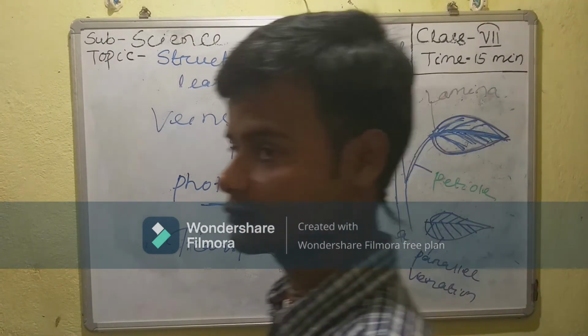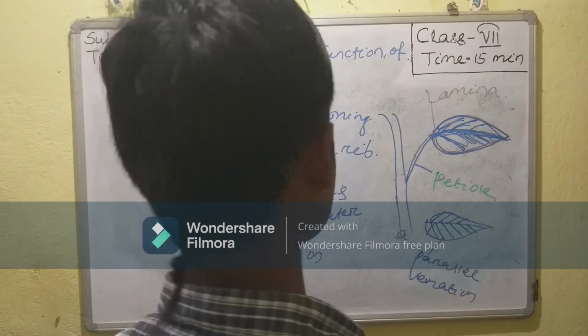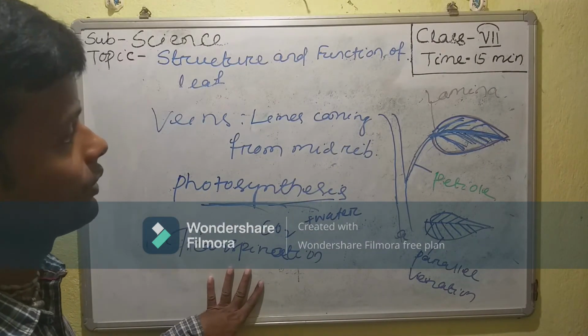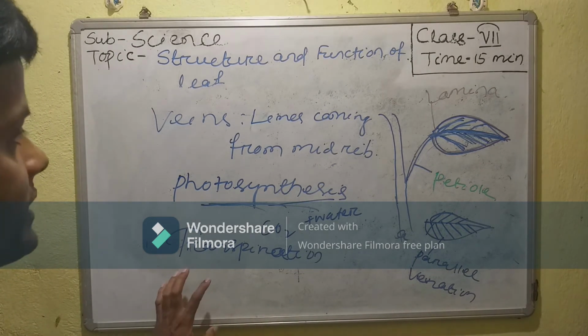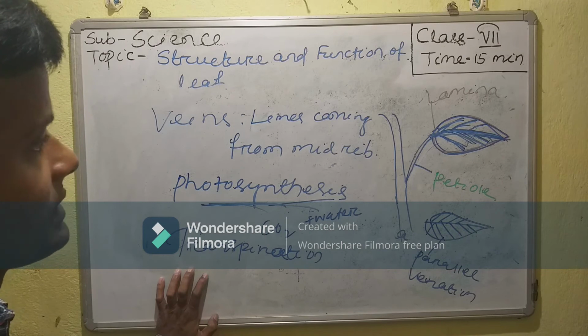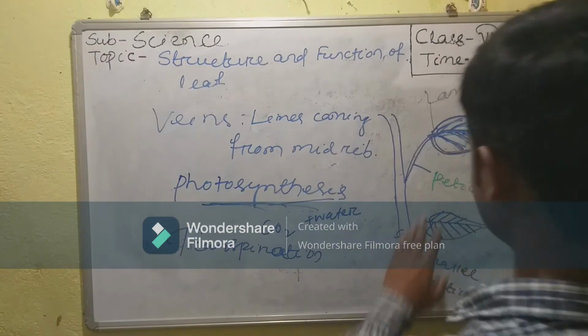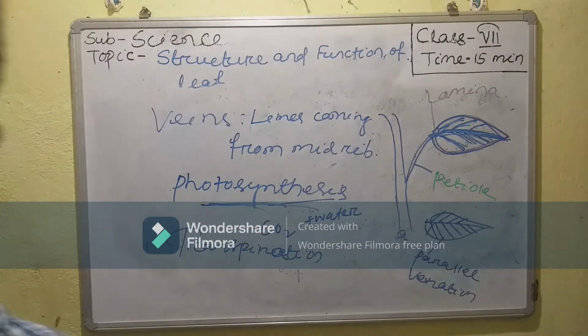In the next class we will study another part of the plants, that is flower. Now we have some questions: which part of the plant is directly attached to the stem? So petiole. Petiole is directly attached to the stem. Right? Thank you.